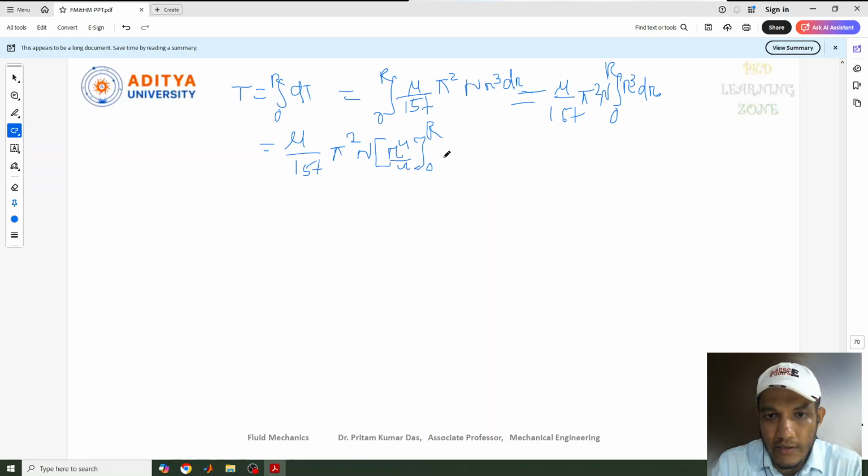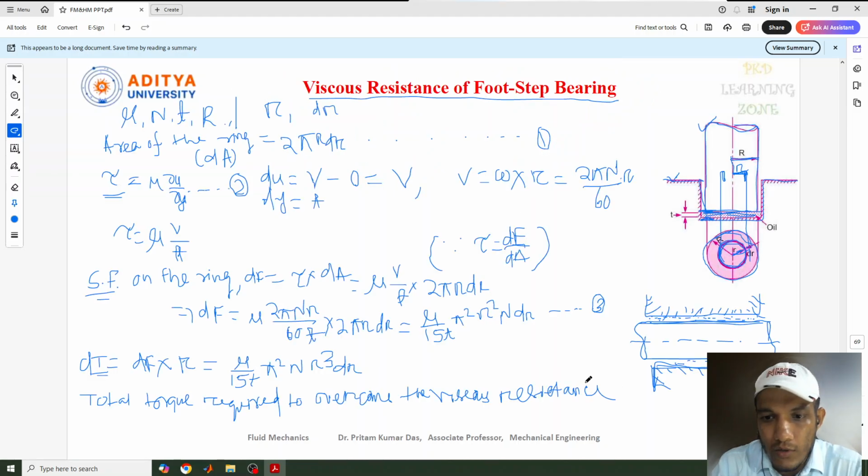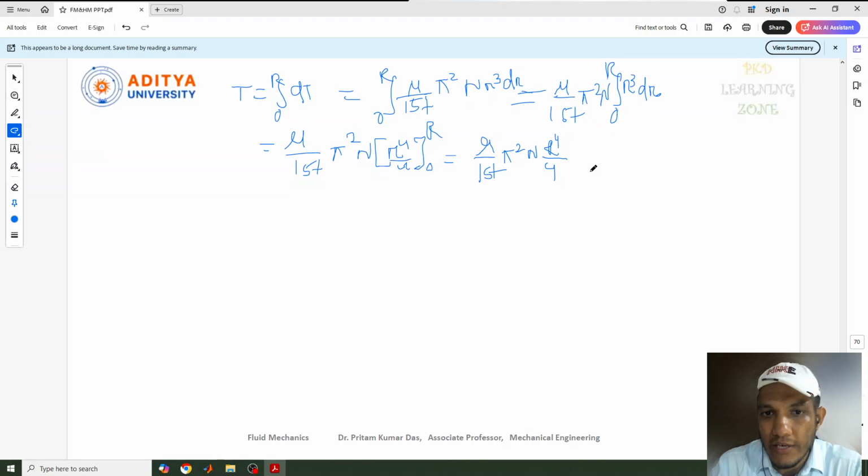Finally I can write the same line: mu by 15t pi square n, and this is r to the power 4 by 4, because the lower limit is 0, so nothing will come from it. So finally what we are going to get is mu by 15t pi square n r to the power 4 by 4. So this is the torque value. The equation we have given number 3, and now this one we can give equation 4.